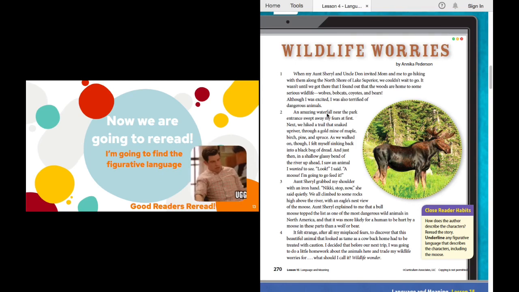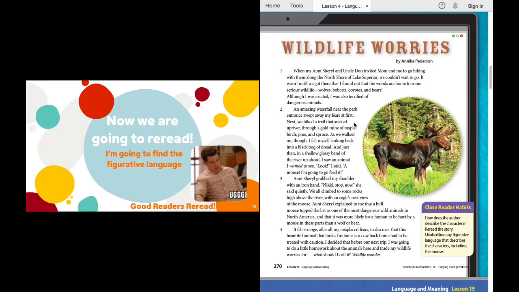So the first one that I noticed was here, it says, an amazing waterfall near the park entrance swept away my fears at first. So the narrator was kind of scared, right? It says I was terrified of dangerous animals. The narrator was kind of scared of animals, but then they said that the waterfall swept away my fears at first. So they just sort of made her fears go away.